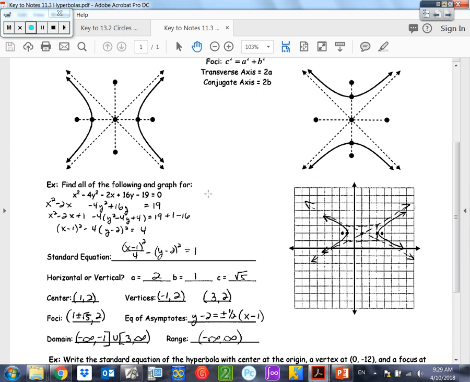We're going to complete the square. Notice how we group the x's together and group the y's together, and then move the constant to the side. Okay, so we're grouping the x's, we're grouping the y's, and we're moving the constant to the side.